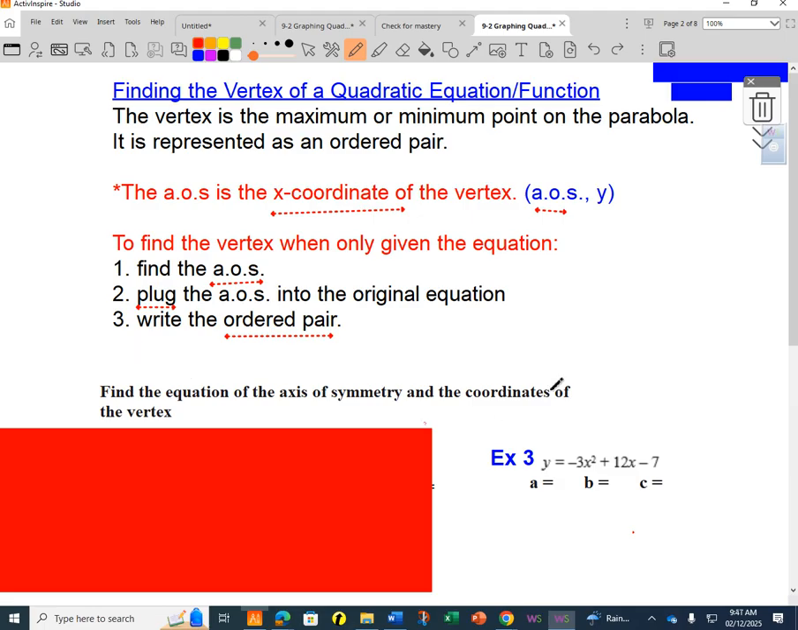So for example 3, it's y equals negative 3x squared plus 12x minus 7. So the first step is to find the axis of symmetry. The first step in finding the axis of symmetry is to find what A equals, B equals, and C equals, right? On every problem you do, I should see as part of your work: A equals, B equals, C equals.